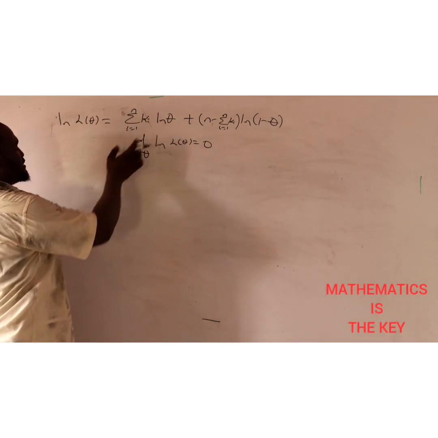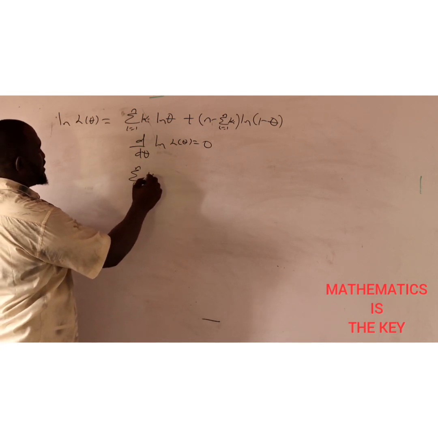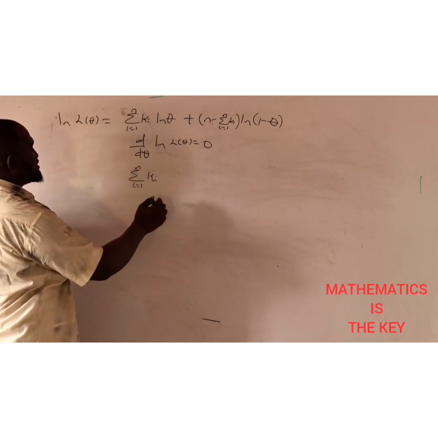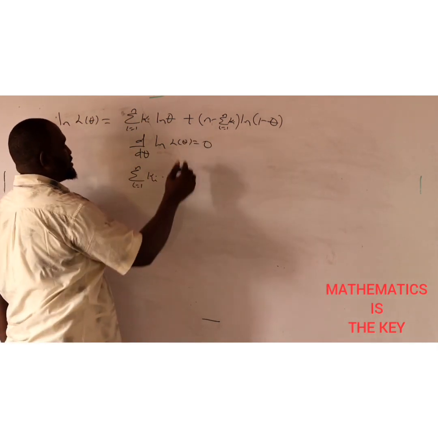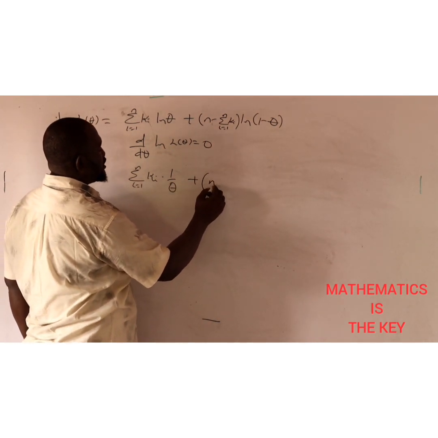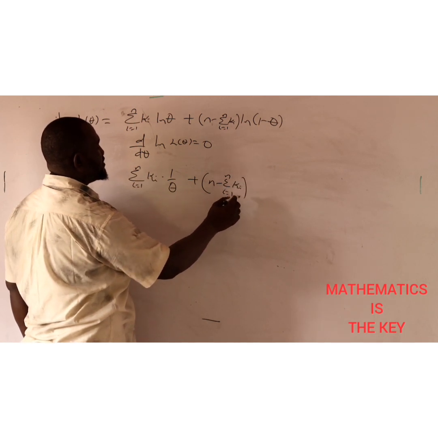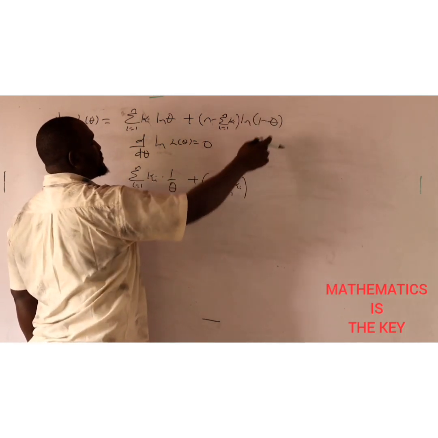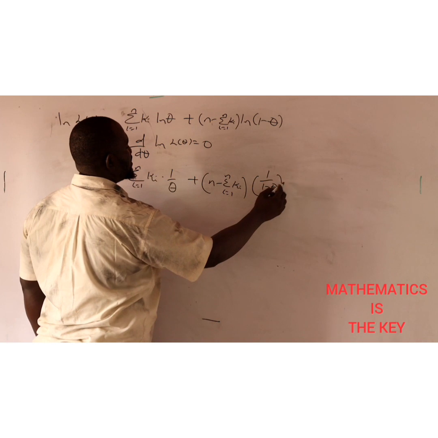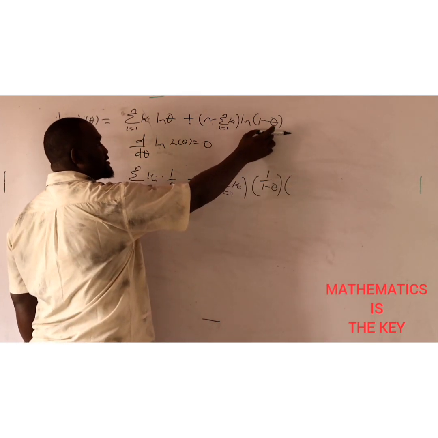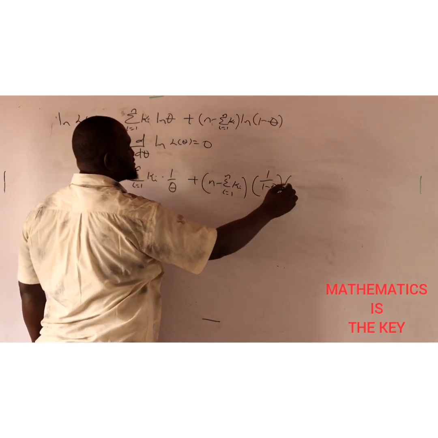So in differentiating this, summation from i equals 1 to n of ki is constant. Then differentiate ln theta, that will give us 1 over theta. On this side, we will have plus n minus summation from i equals 1 to n of ki. The derivative of ln of 1 minus theta is going to be 1 over 1 minus theta multiplied by the derivative of what is in the bracket. The derivative of 1 is 0. The derivative of minus theta is minus 1.